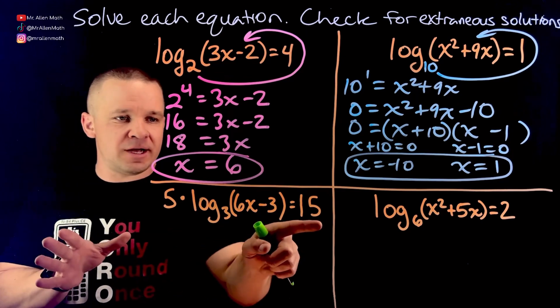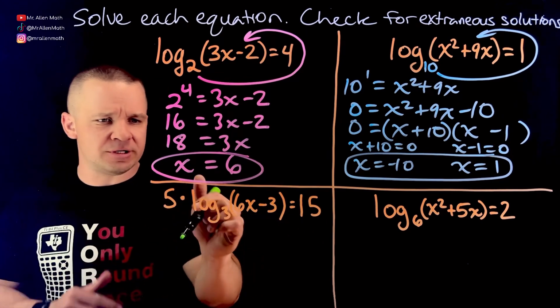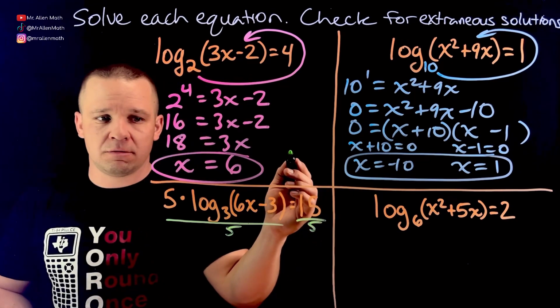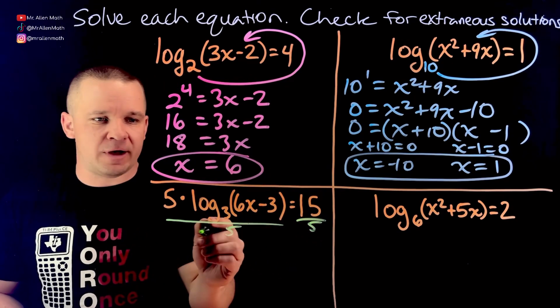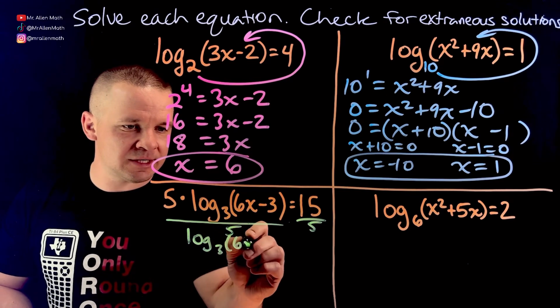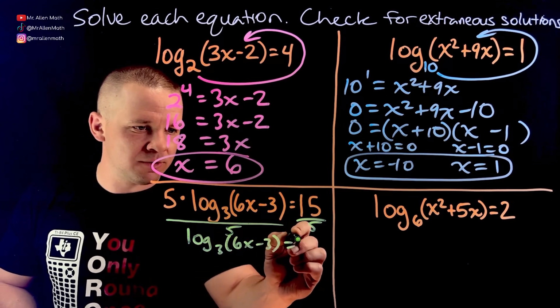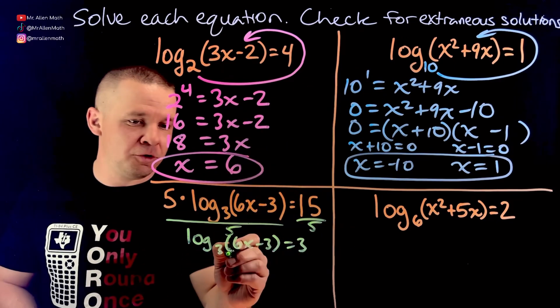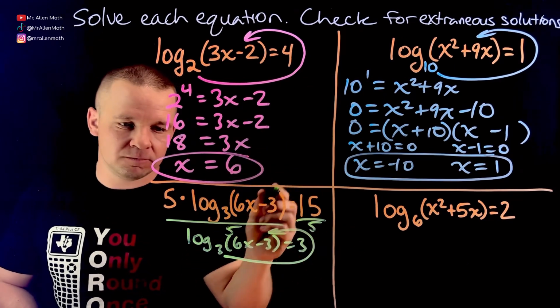This one here, first thing, interesting, I got a coefficient. How about I go ahead and just divide this by 5, right? It's multiplication. I could divide by 5. So I'm going to have log base 3 of 6x minus 3 equals 3. Yay! I can do it just like these now, right? Cool. Loop it, swoop it, and moving on.